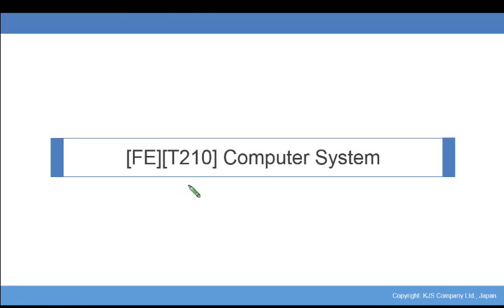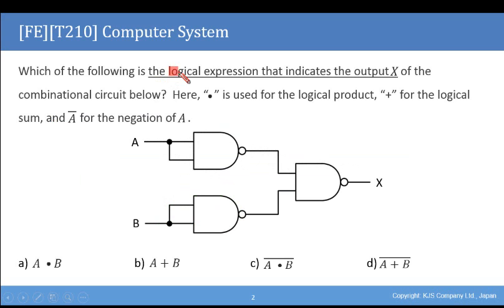This is T210 computer system. Which of the following is the logical expression that indicates the output X of the combinational circuit below? Here, the dot is used for the logical product. The plus is used for the logical sum. And the bar above any letter or number represents the negation of that.